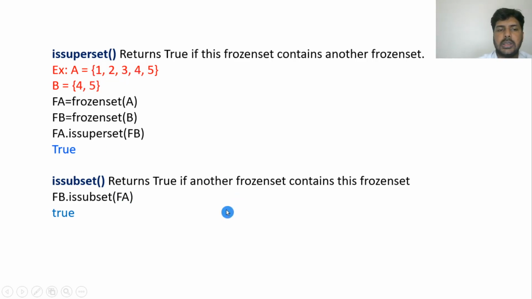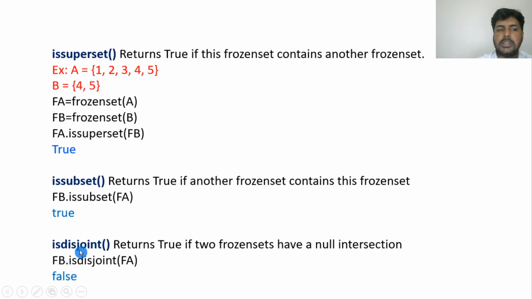Again, if I say isdisjoint, then FB isdisjoint checks whether the elements in A and B are not the same, that is, both don't contain any common elements. It gives False, because they contain common elements. So let us implement the same in Python.